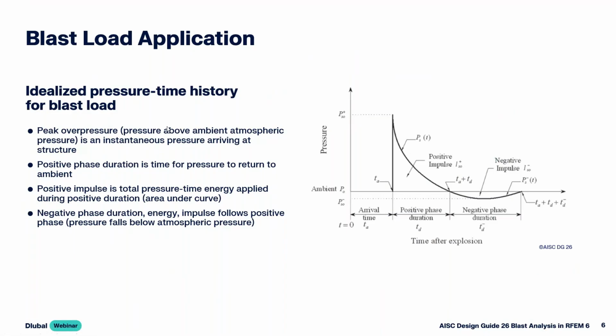We then have the positive phase duration. This is the time for the pressure to return back to that ambient pressure. We also have in the positive phase duration what we call the positive impulse. This is the total pressure time energy applied during the positive duration, and this is simply the area under the curve. Now, in addition to the positive phase, we also have this negative phase duration. This is the energy, the impulse, again, that area under the curve that follows the positive phase, where pressure actually falls below the atmospheric pressure.